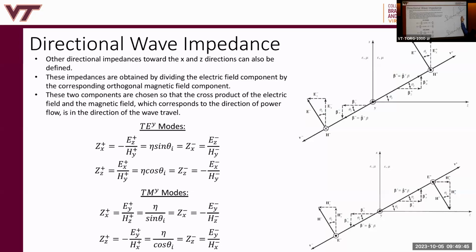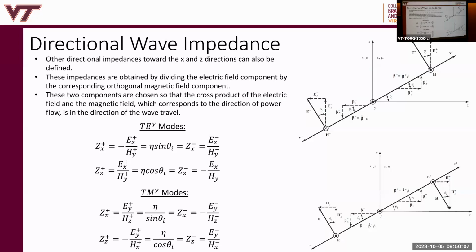So you do the cross product, x cross with y, that gives you z. And the wave is traveling partially in the z direction, so that's the correct combination. You get eta cosine theta_i because the x component was cosine of theta, right? And then you get z minus, if you're looking in this direction now, it's negative. And you can define the same thing for the TM to y modes.